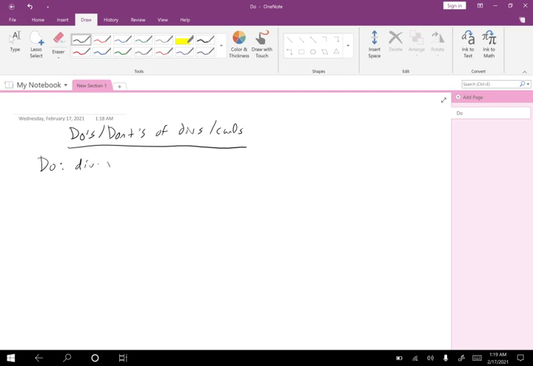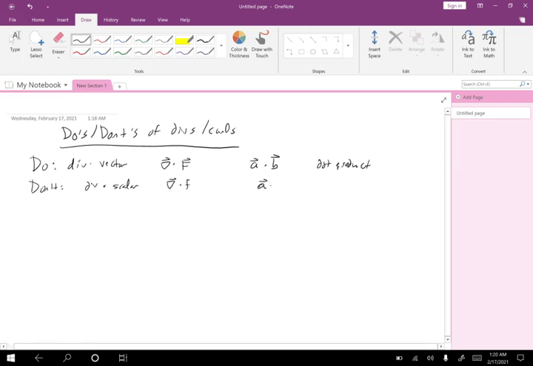So, do: you can take the divergence of a vector field. In other words, you can take del dot F, because really this is like a dot b. It's a dot product. Don't take the divergence of a scalar. That means don't compute del dot little f, because that's like taking a dot 2. What does that even mean?